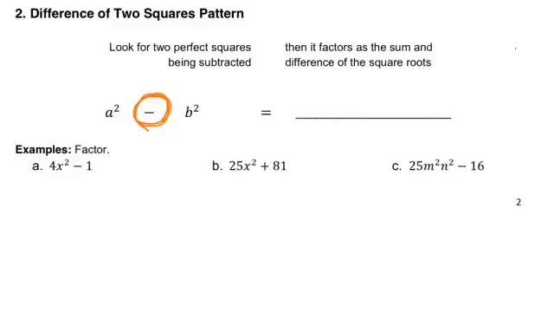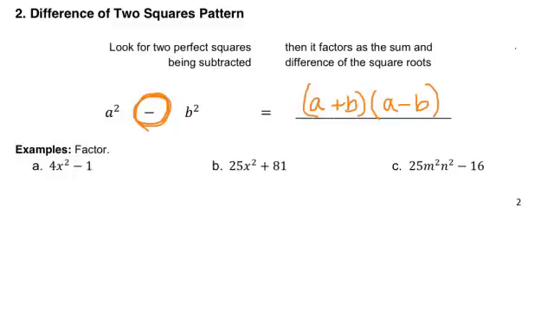So if we take the square root of a squared, it's going to be a. The square root of b squared is b. So we're going to add, so a plus b, and we're going to subtract, a minus b. Again, if you multiply these out, you'll see that your middle terms, your ab's will cancel out because one will be positive and one will be negative.